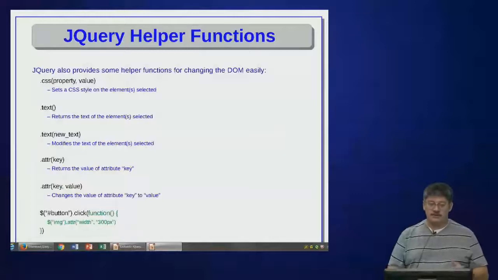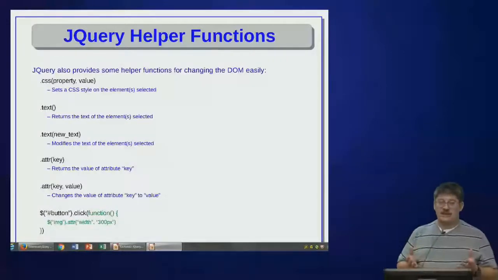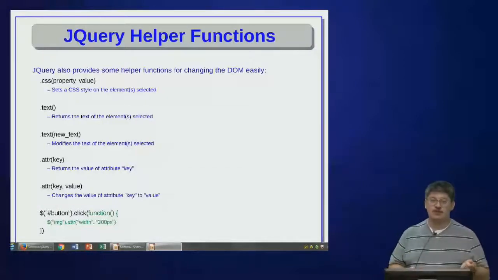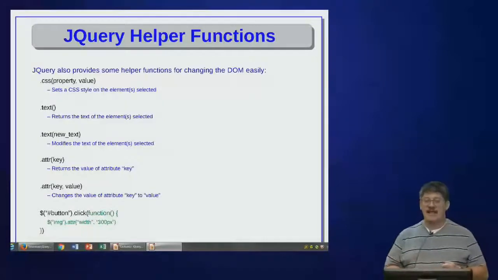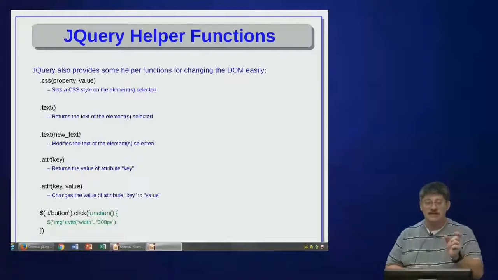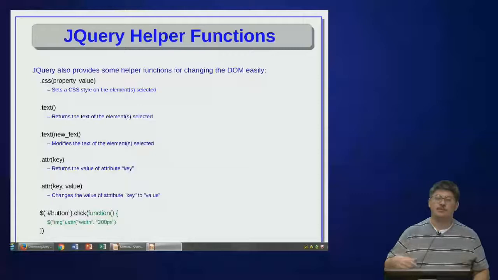So jQuery provides a bunch of helper functions that allow us to manipulate the DOM. And some of them are listed here. The first thing that I can do is change some of the CSS styling of an element. In the example I showed you before, I used .style.color and set it to green. But I had to do some nasty stuff to do that. I had to use the sub-bracket 0 to get the first object that matched. Or I had to use a loop to loop through all of the objects that matched.